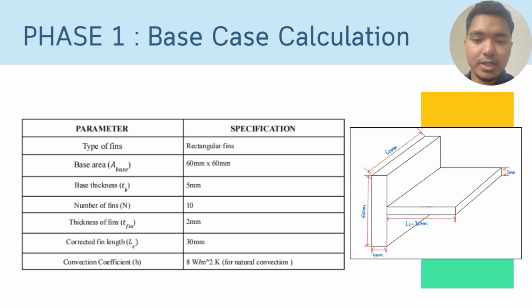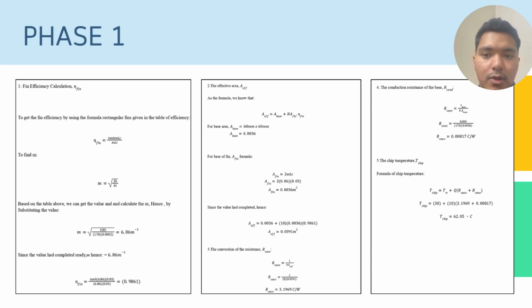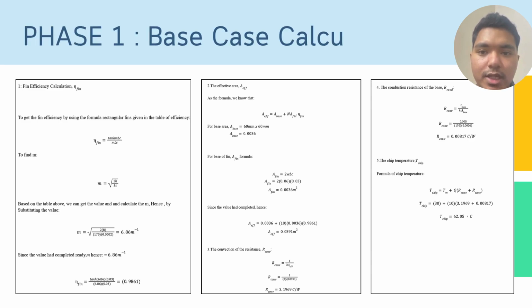I'm going to present about phase 1, which is the base case calculation. The table shows our specification, and on the right side is our sketch diagram. Okay, we go to the next slide, which is the calculation.